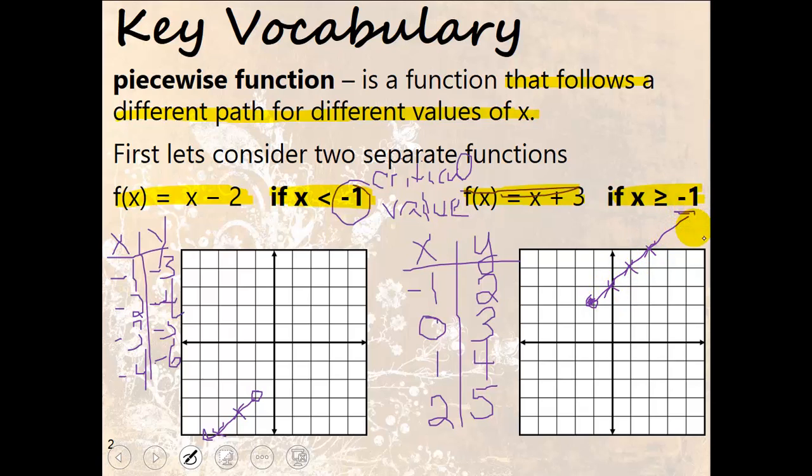I have this part of the line because it's only good for numbers that are greater than or equal to -1. Notice in both cases I used my critical value as my starting point. That's important. Critical value always is your starting point for whichever table of values you're constructing. Okay?